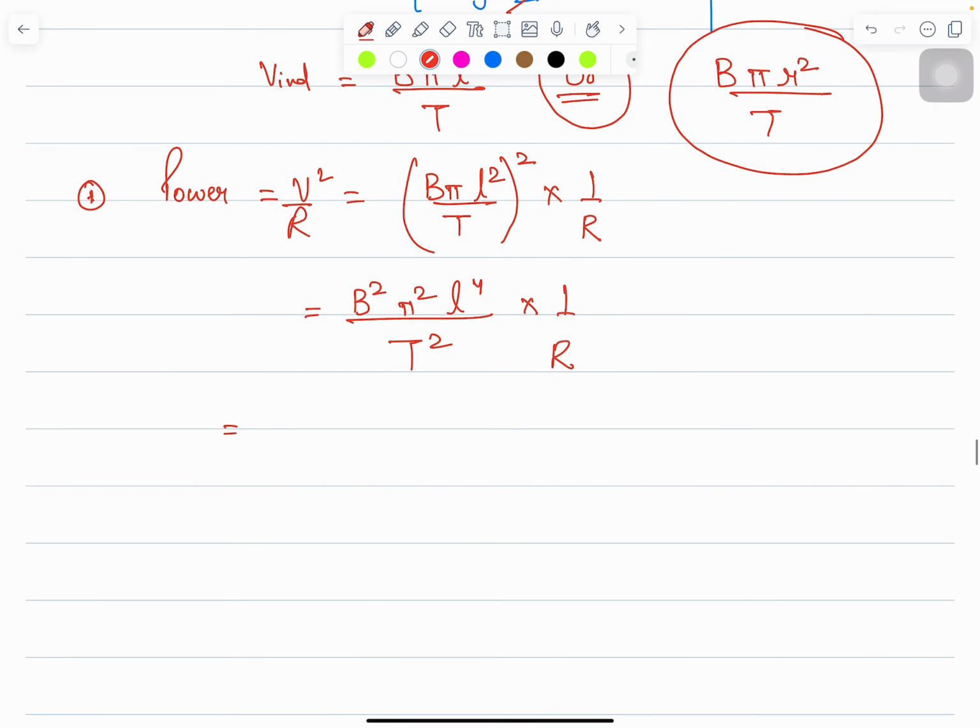Okay, place the values. Now, what is the value of B? You have 1.53 Tesla square. Pi is 3.14 square. Multiply. What is the length you have? Yes, length is given: 8.17 times 10 raised to the power negative 2. Power 4. Divide by T square. What is the time given?